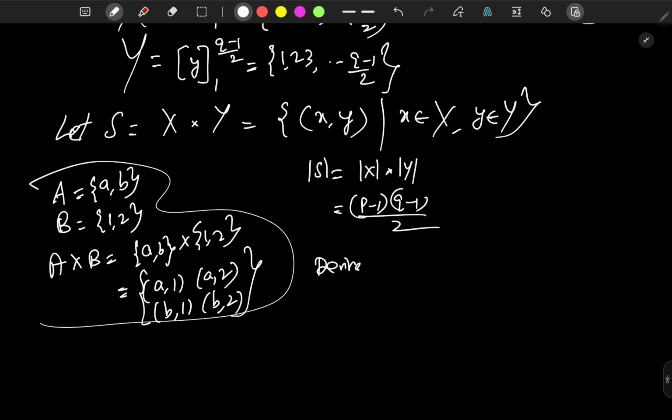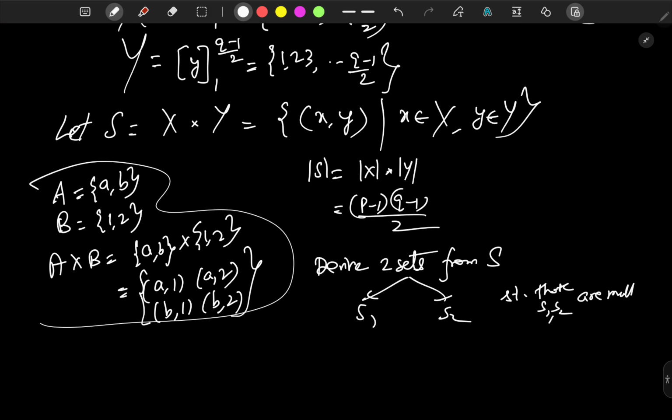Afterwards, now let's derive two sets from S, S1 and S2, such that S1 and S2 are mutually exclusive.